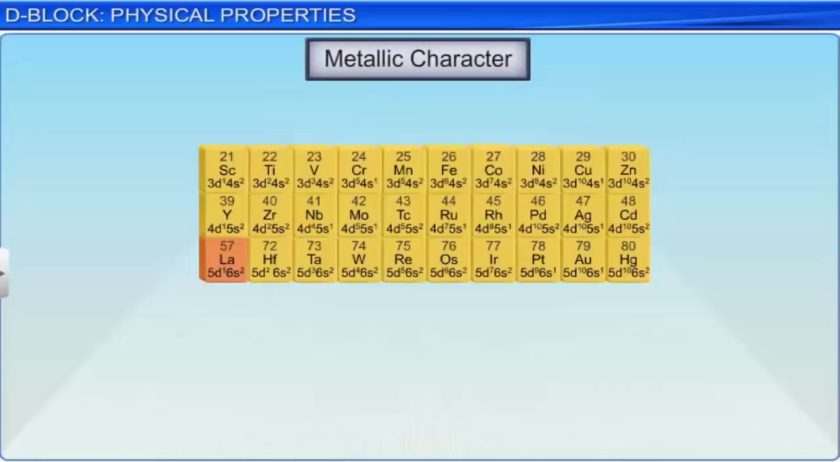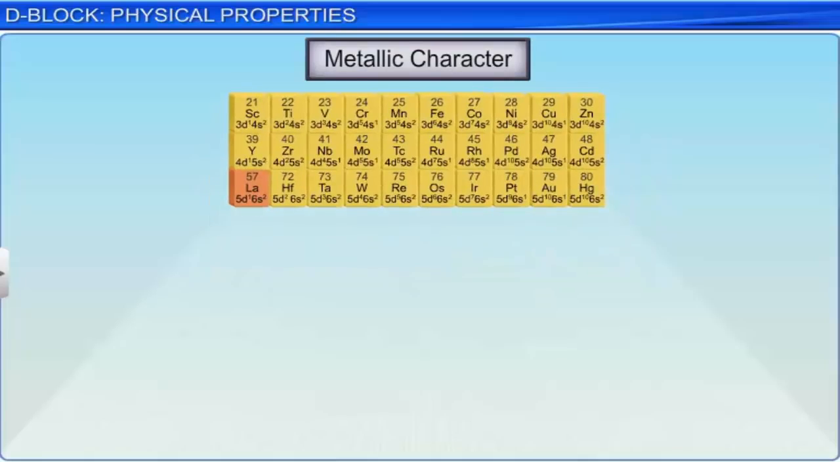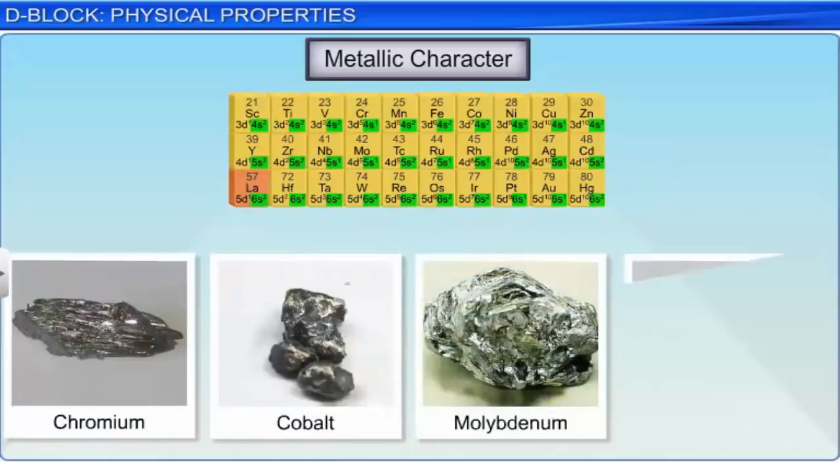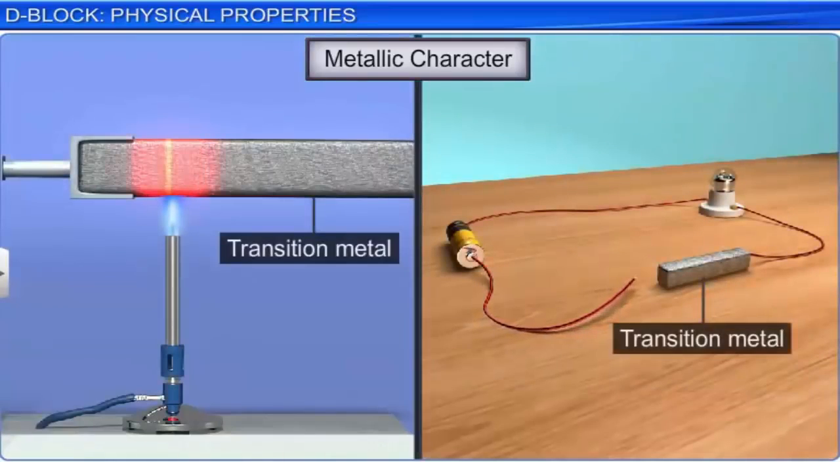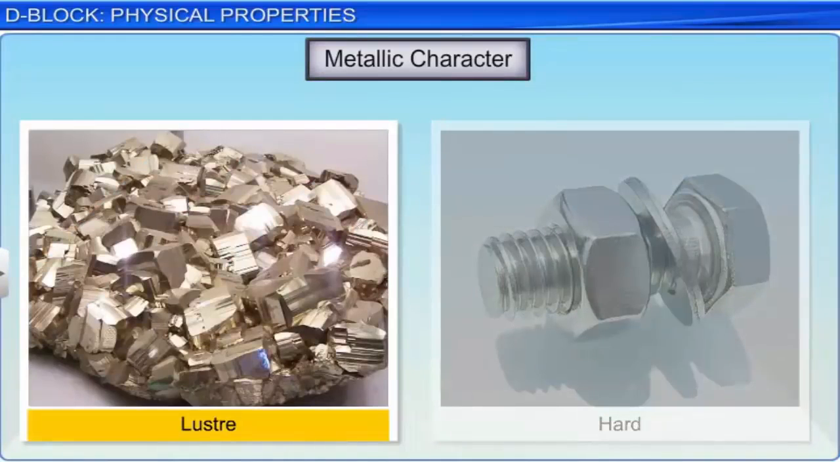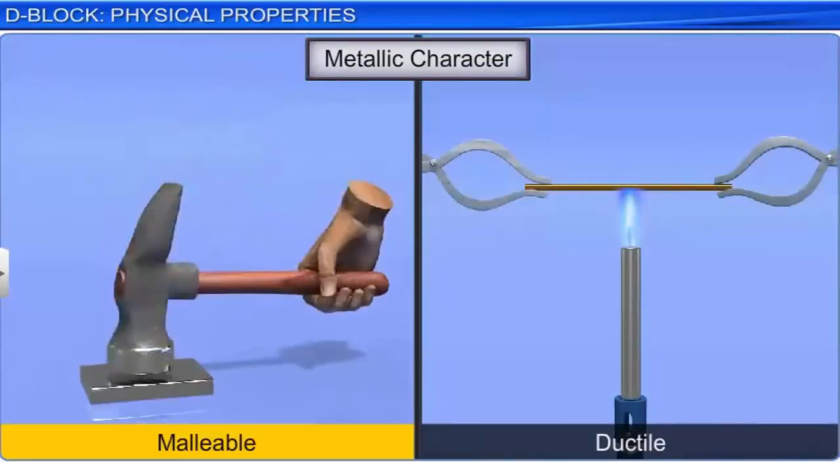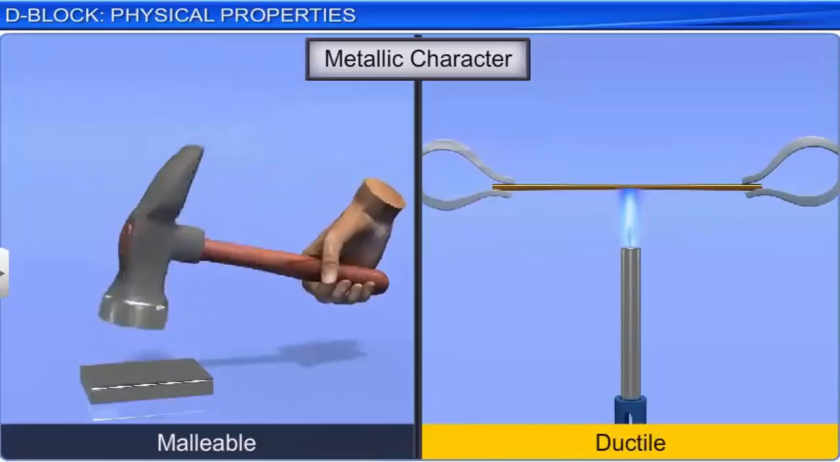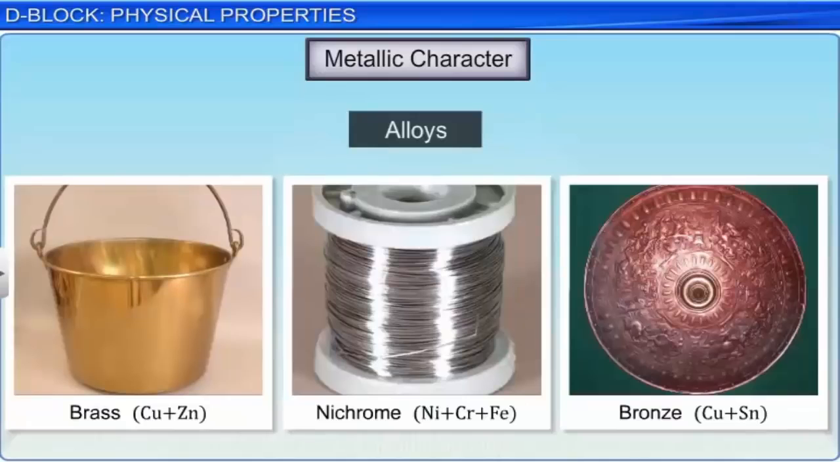First, let us look at the metallic character. As the number of valence electrons in these elements is very small, all of them are metals. They are good conductors of heat and electricity. They exhibit metallic luster and are hard. They are malleable and ductile. They form alloys with other metals.